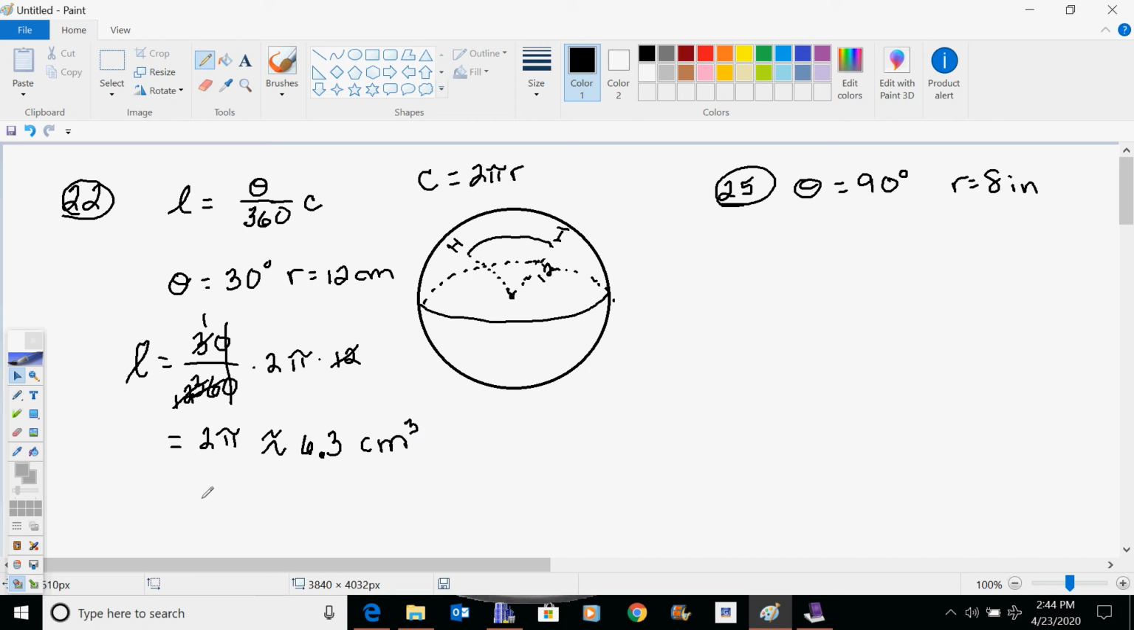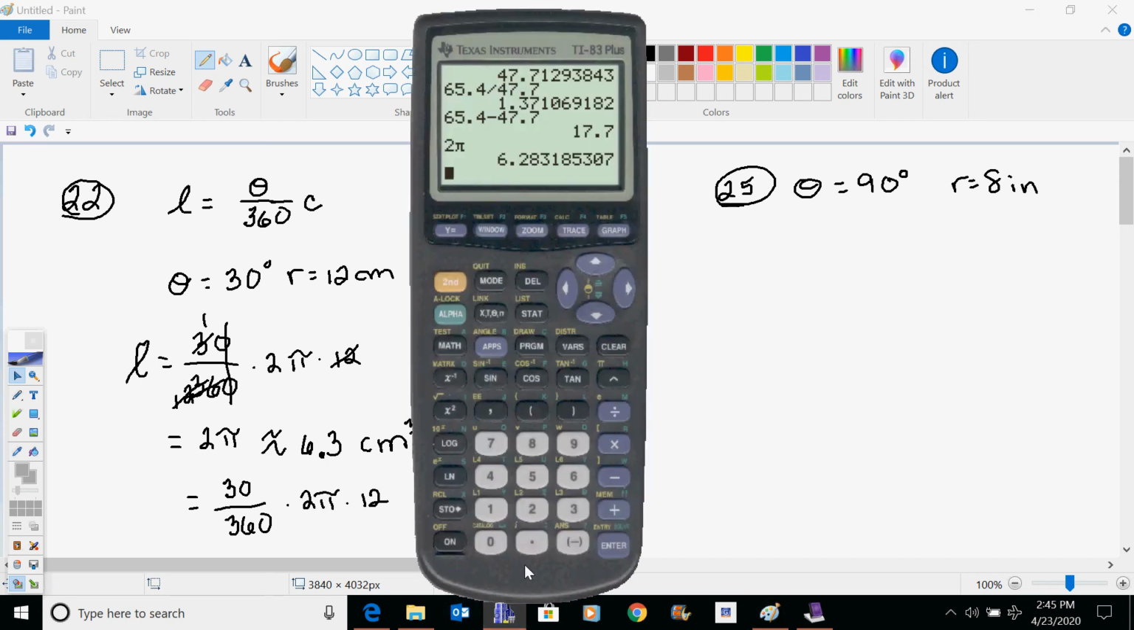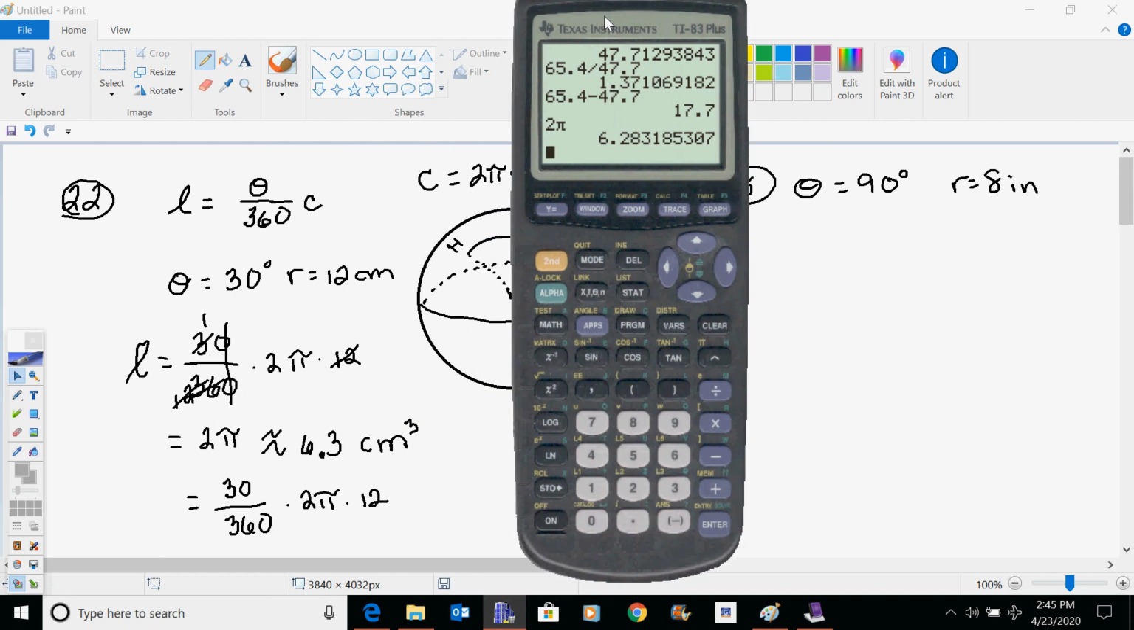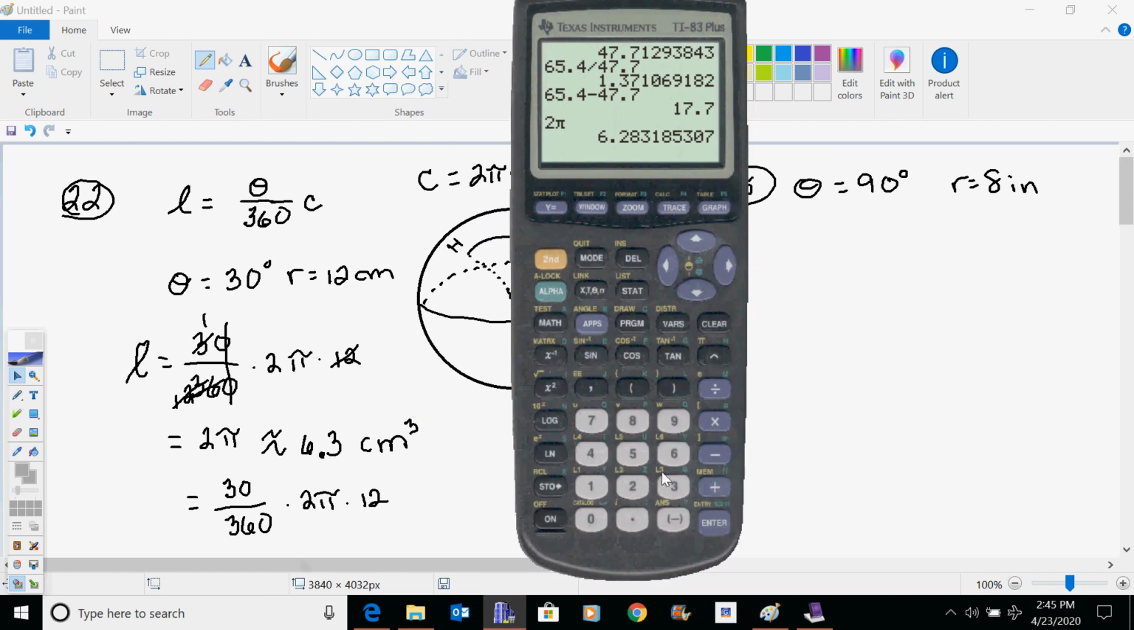Okay, and if you don't like all of that canceling out and you were starting with 30 over 360 times 2 times pi times 12, what you can do is you can put it right in the calculator. It's always kind of good to have two ways of doing something, but if you need to just put it straight in like this, just be real careful that you include everything.